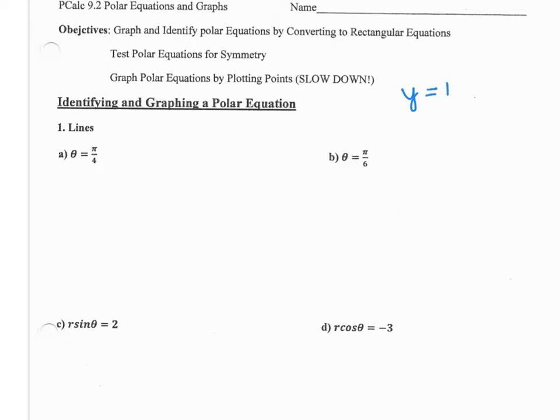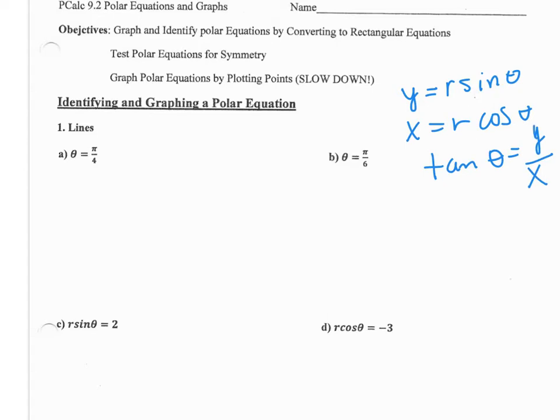We need to remember that y is r sine theta. We need to remember that x is r cosine theta. And we also have to remember that tan theta is y over x. So that's going to help us kind of convert back and forth pretty quickly.